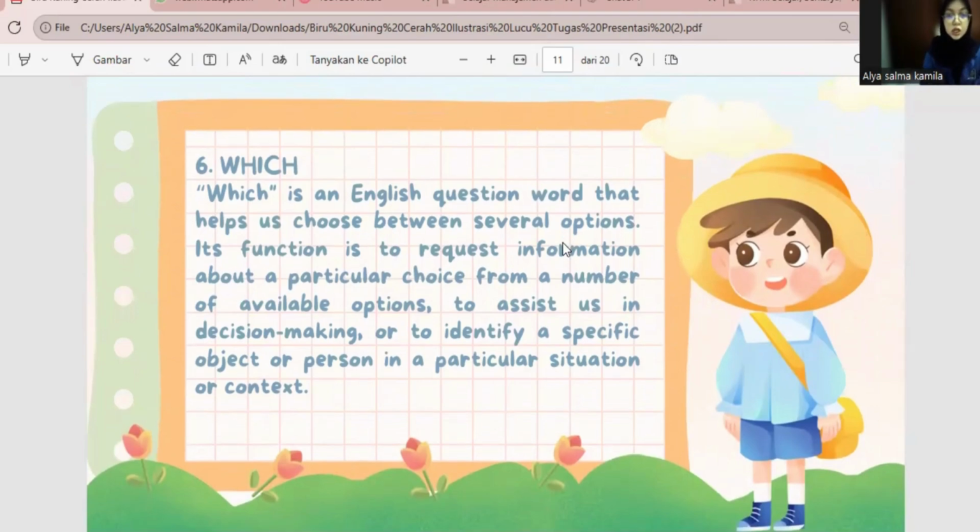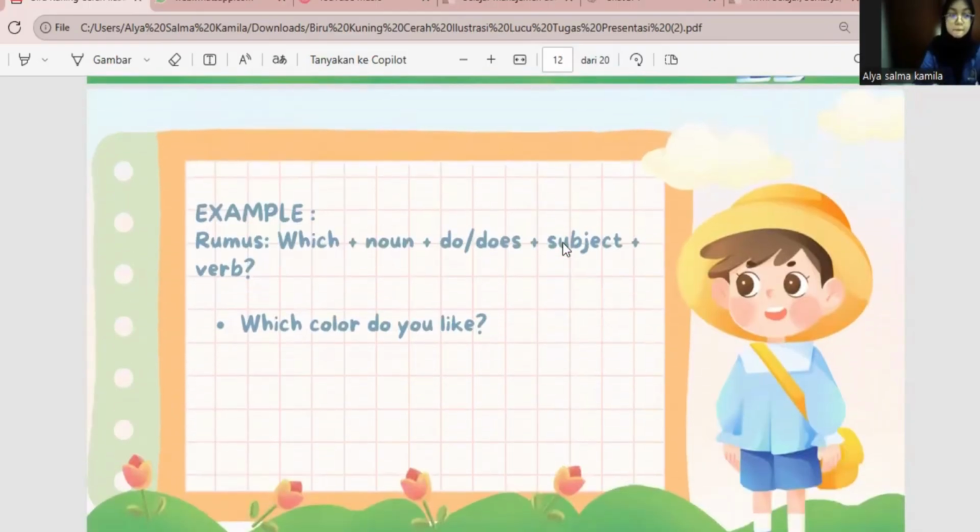Which is an English question word that helps us choose between several options. Its function is to request information about a particular choice from a number of available options to assist us in decision making or to identify a specific object or person in a particular situation or context.